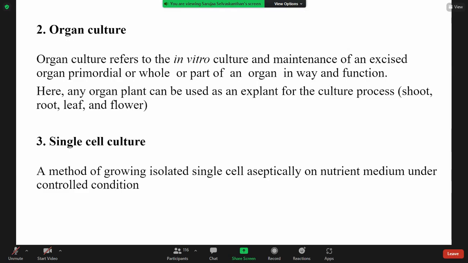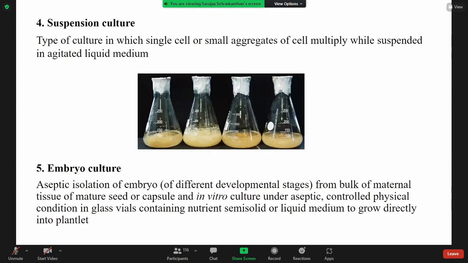Suspension culture means that instead of inoculating onto semi-solid media, we can make a liquid medium without adding phytogel or agar. For solidification we normally use phytogel or agar, but if we are not using agar or phytogel, it is just a liquid medium. It will not solidify.